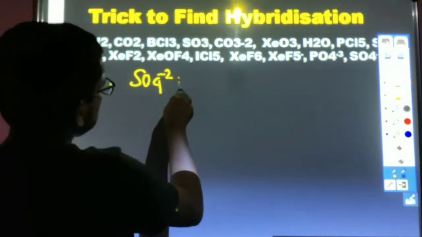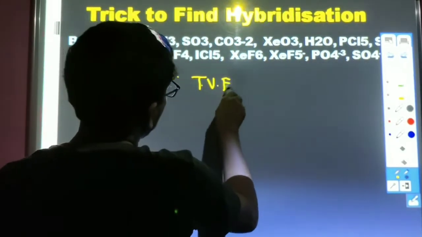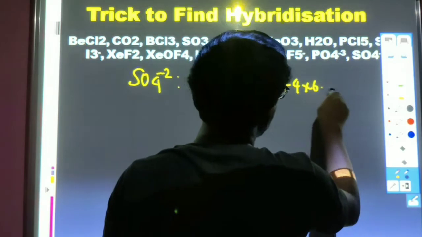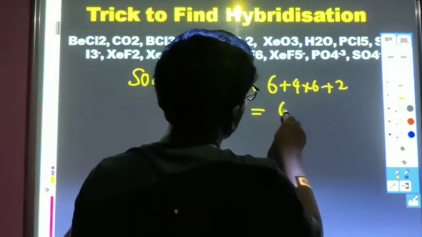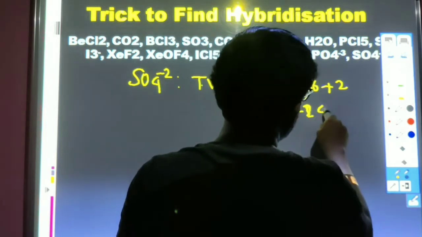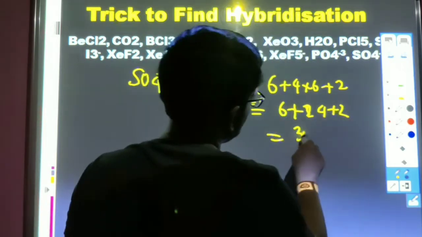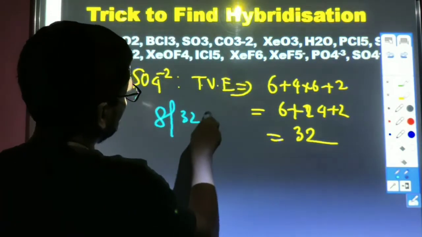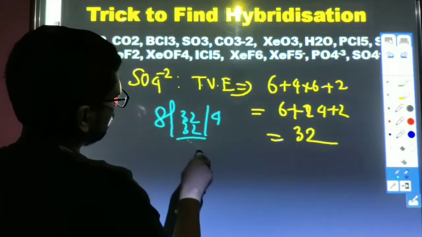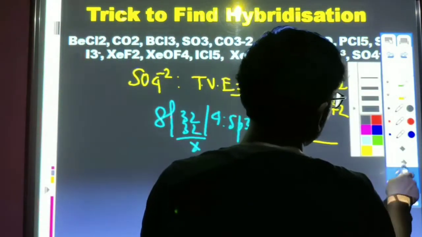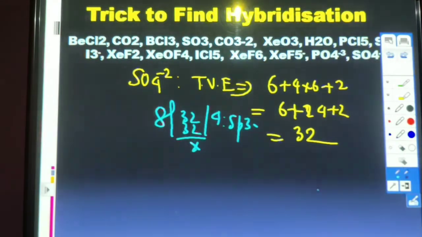So the one is SO4 minus 2. We calculate total valence electrons. Total valence electrons: 6 plus 4 multiplied by 6 plus 2. So 6 plus 24 plus 2, that also gives you 32. If you divide by 8, here also hybridization will be sp3. If you draw the Lewis structure, hybridization will be sp3.